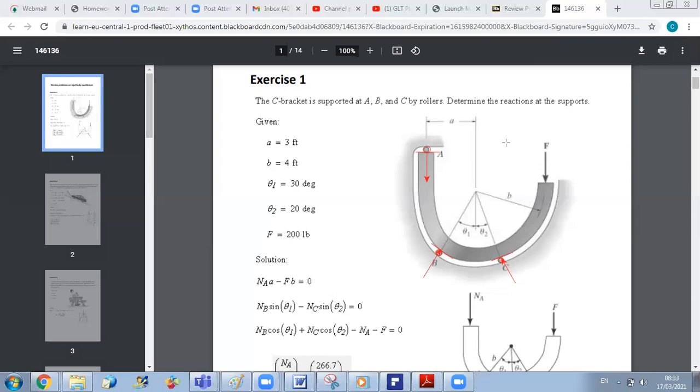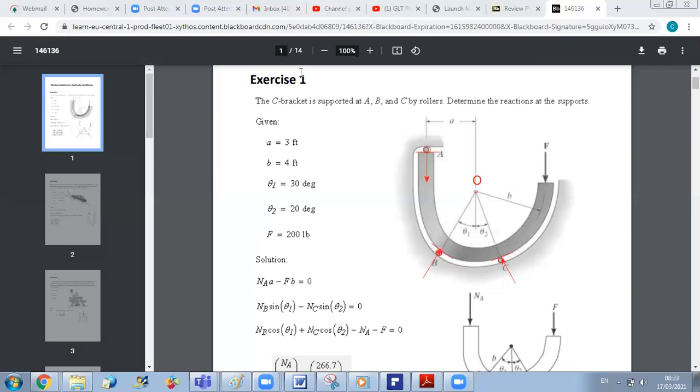So I have three reactions to calculate, and since I am in 2D equilibrium, then I can write three equations, okay? Now, what are the equations I can write? First, I should try to find the easiest equation. The first equation that can be done is sum of moments about which point? Which point will give me the easiest moment equation? This one. Why? Who can tell me? Why will sum of moment about this point be the easiest one to do?